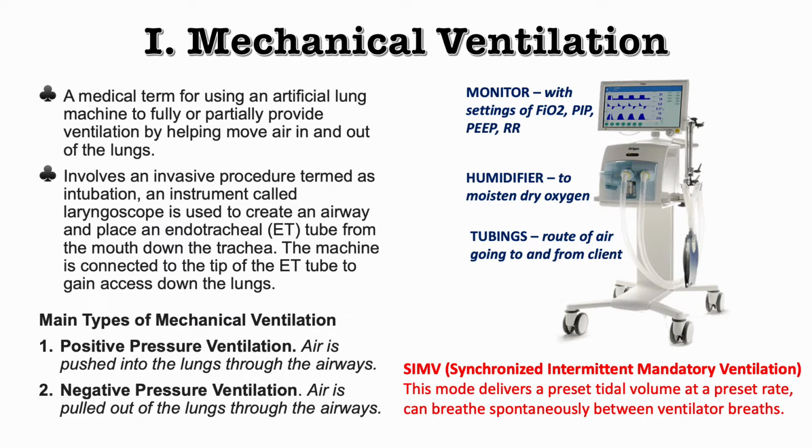Second is the humidifier. It moistens dry oxygen because artificial oxygen is a dry type of air. It is usually instilled with sterile or distilled water with continuous bubbling. Nurses should replace the water as necessary. Third are the tubings. It's the route of air going to and from the client. Air is either oxygen or compressed air. The end of the tubing is directly connected and attached to the client's airway.